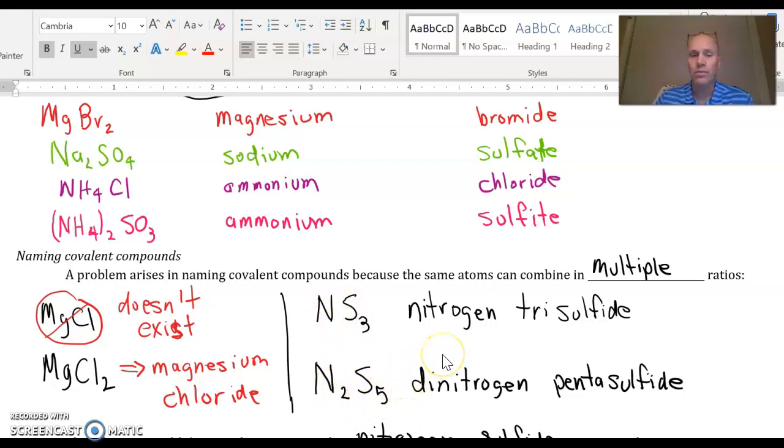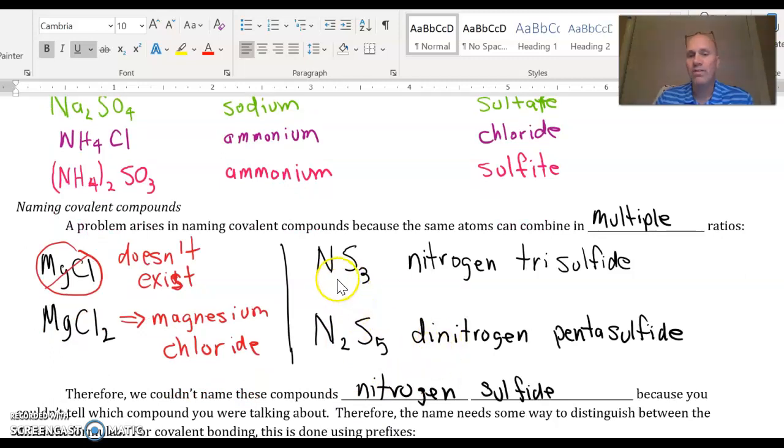So to get around this, whenever you're naming covalent compounds, because there are multiple ratios possible, you have to add prefixes before the names in order to specify how many atoms there are. For example, NS3 would be nitrogen trisulfide.